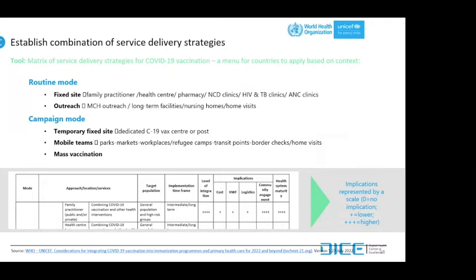Outreach, particularly for the elderly population, where can we find them? In long-term care facilities, nursing homes, or maybe visiting them at home and providing the vaccine. Campaign mode is also another way of providing the COVID vaccine, and that's also a way of integrating it. It could be temporary sites like marketplaces or refugee camps, home visits, or it could be a mass vaccination. There is no menu that is going to work for all countries. Every single country needs to define its context, the maturity of its health system, and based on that, define what different service delivery options could be provided. Next.